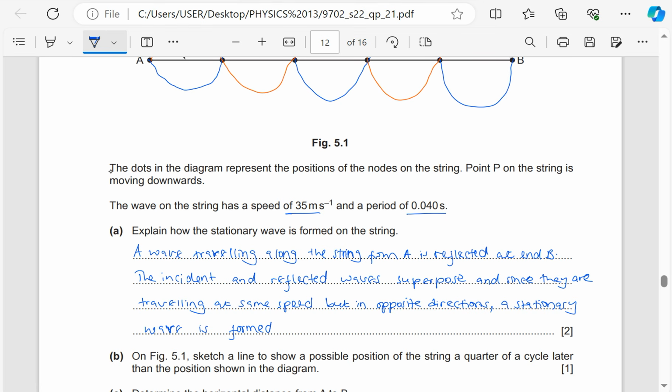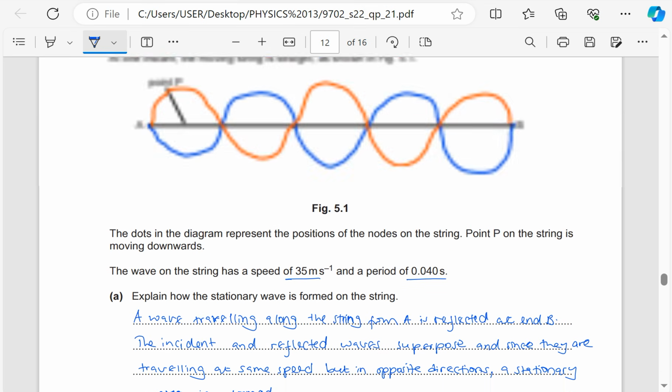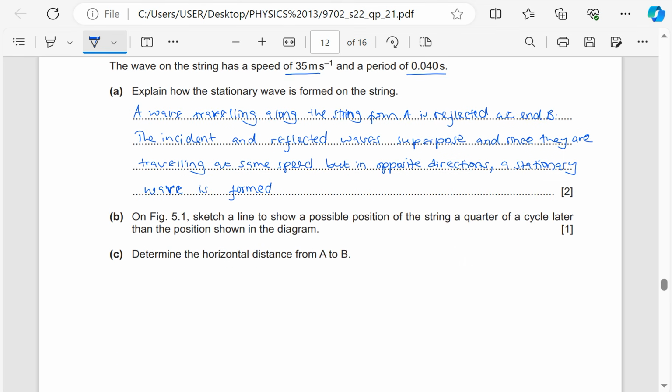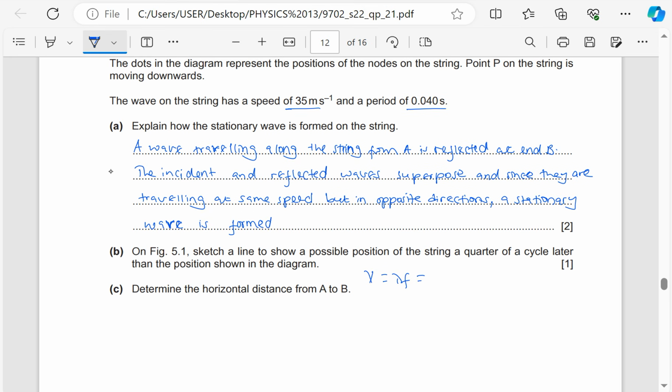On the figure, sketch a line to show a possible position of the string a quarter of a cycle later than the position shown in the diagram. So V, the speed, is equal to lambda times F, which, since we have been given the period, is going to be lambda over T.